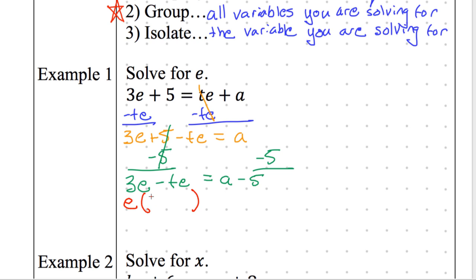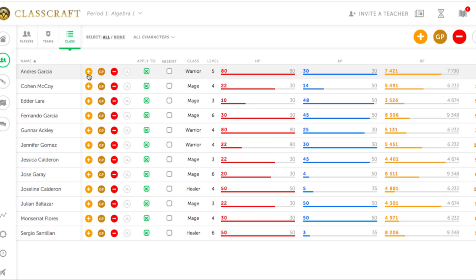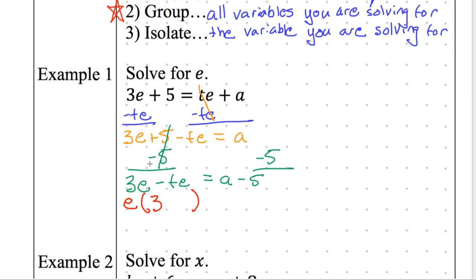3. Yeah, there it is. It's 3. You just divided by e. There's no more e left. I took it away. So, Andres, you fully get your XP. Thank you. All right, someone else.